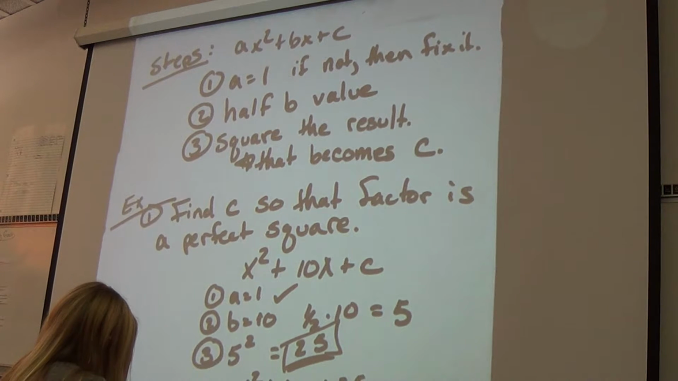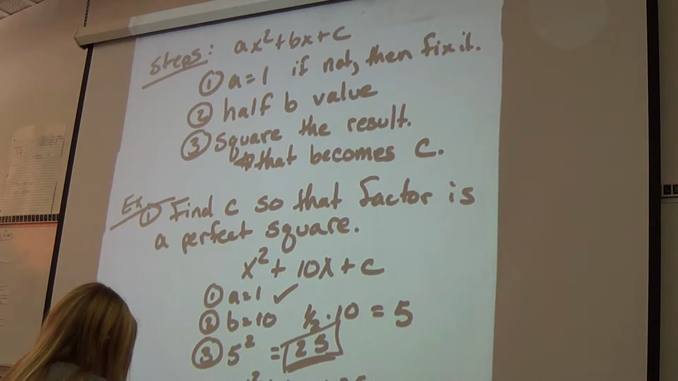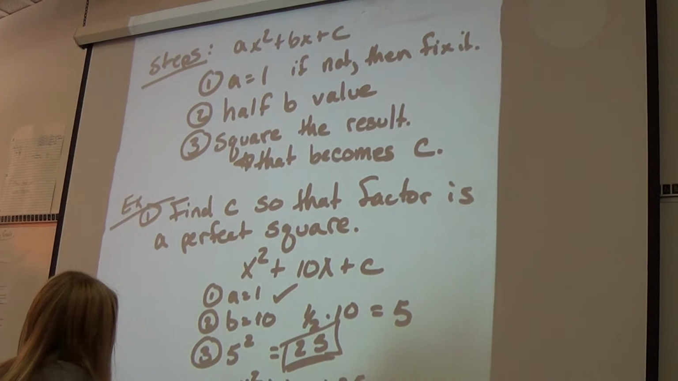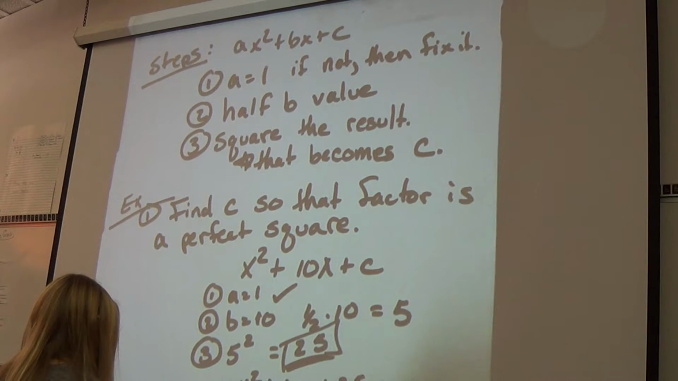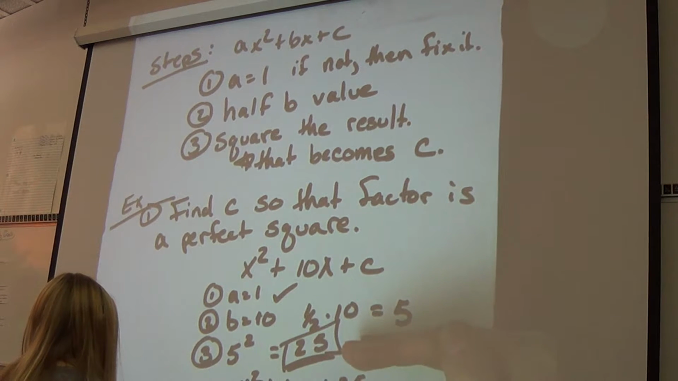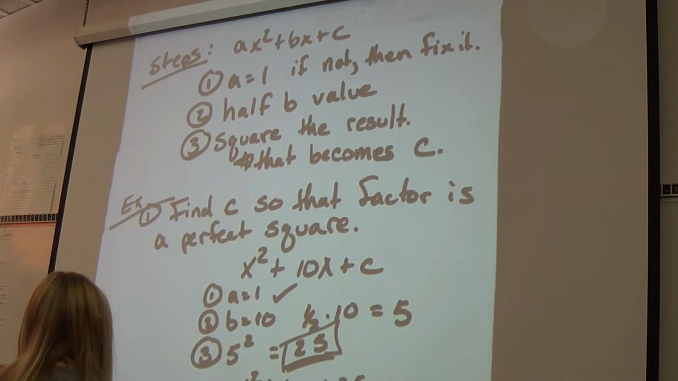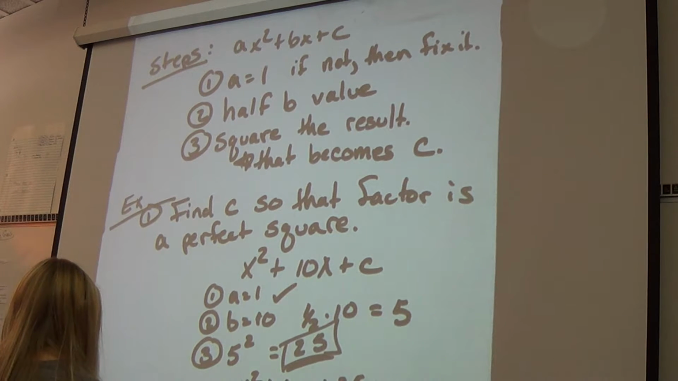Because if I ran the AC method, what multiplies to make 25, but if I add, I get 10? 5 and 5, right? So you would end up with x plus 5 squared. Like I said, all you have to answer today is the 25, but you need to connect that to what you were actually doing.